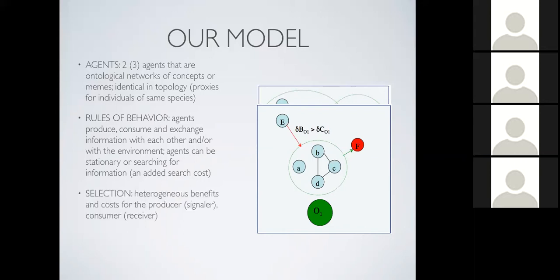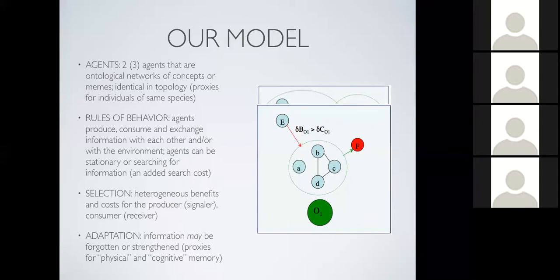And then there is a process of selection, meaning that we have heterogeneous benefits and costs for both the signaler and the receiver. From the economic standpoint, the signaler is the producer of information and the receiver is the consumer of information. We also have a process of adaptation where information may be forgotten or may be strengthened. The information that we use mostly is going to be strengthened; the one that we don't use that often is going to be forgotten. There are so many cases of people who speak foreign languages, but if they don't speak them for many years, they forget them. In this model, I model these as proxies for both physical and cognitive memories, because we also suffer from physical decay.